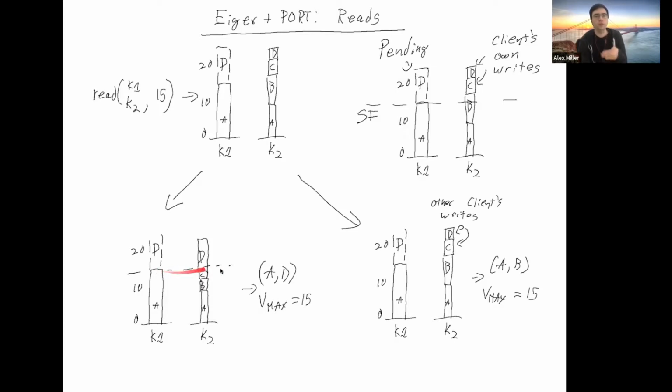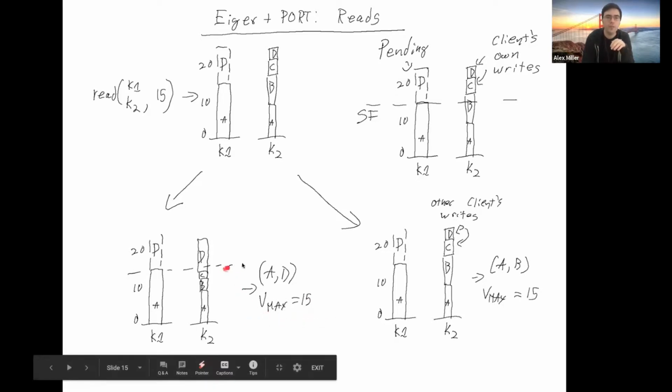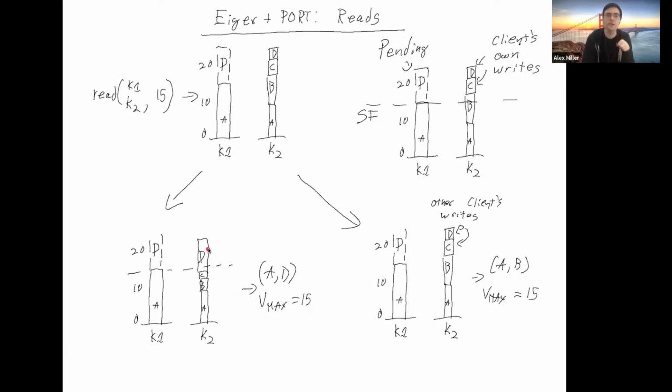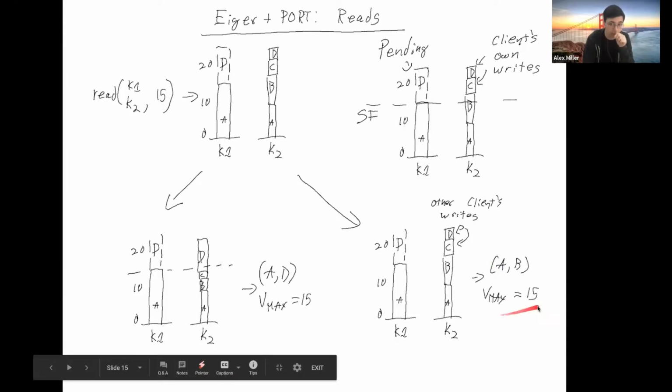So we still limit the client to a stability frontier of 15, but we need to still return this write D that might have happened at version 18. If C and D were not the client's own writes, then we basically totally ignore them. We draw a line across version 15, which gives us A and B. And so we just return A and B with a maximum version of 15, still because of the pending write.